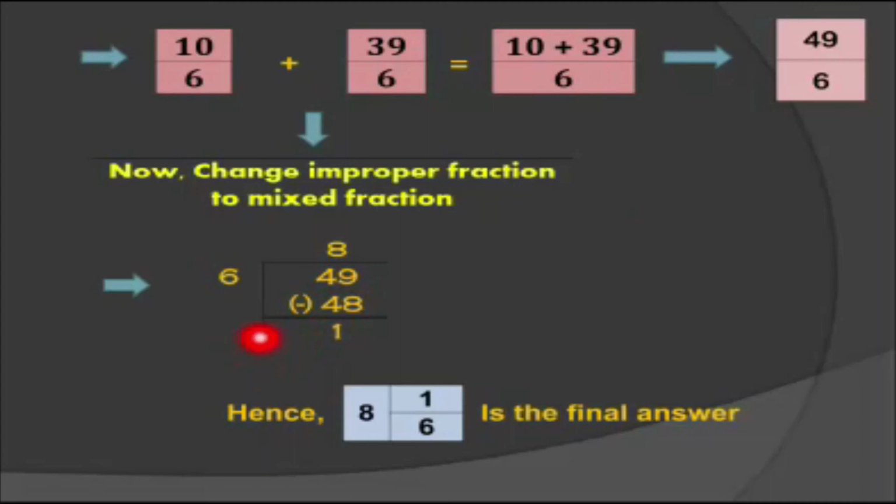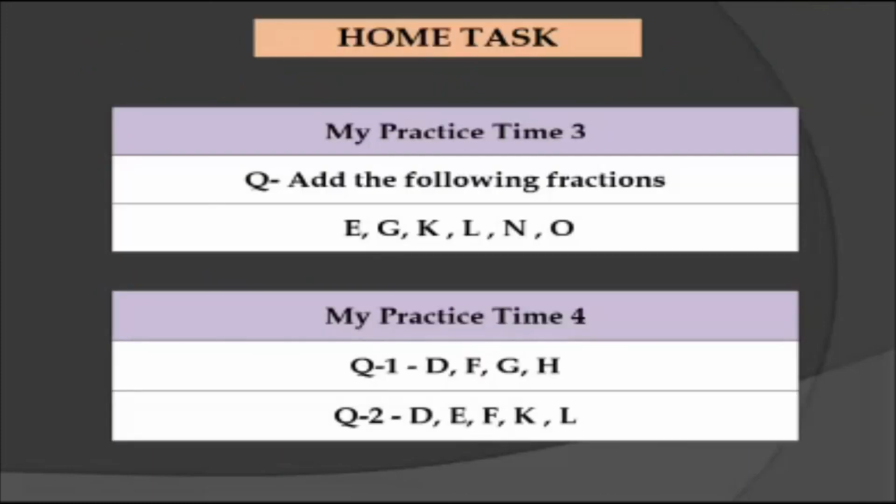So we can see here the divisor will be the denominator, and the quotient will be the whole part and 1 will be the numerator, right? So the answer is 8 and 1 by 6. This is the final answer.